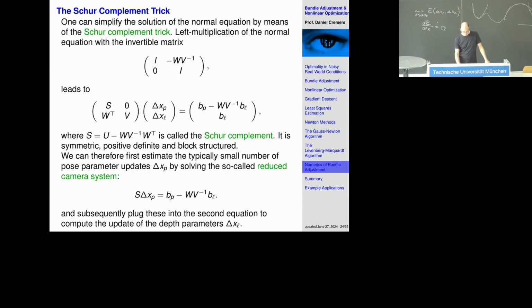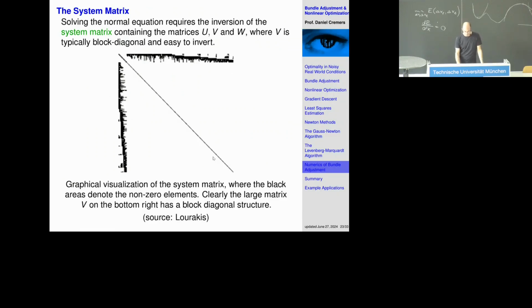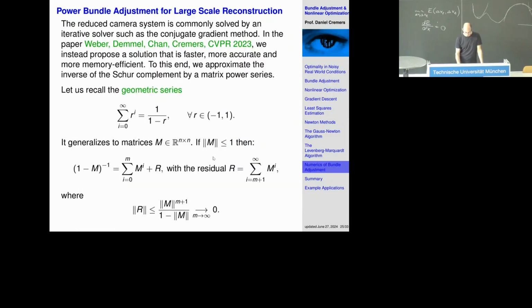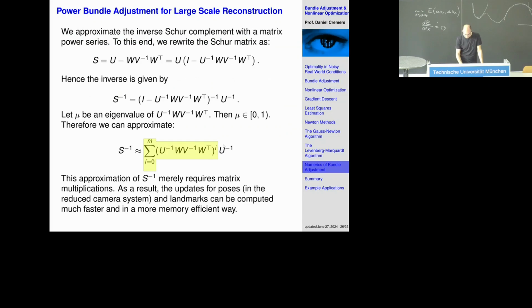But here, in many cases, it does look like that, and then you can make use of the fact that U can be inverted fast, so we can just compute the inverse of U, and the rest of the Schur complement we can approximate by this power series. Why are matrix power series a good idea? Because you don't have to invert matrices, you just multiply matrices. And multiplying matrices is something that modern computers can do very fast.